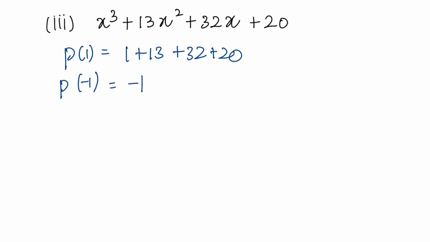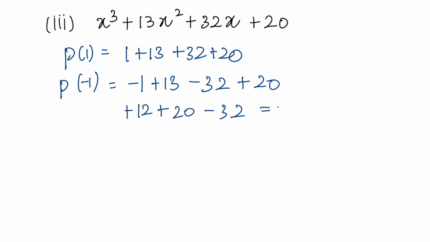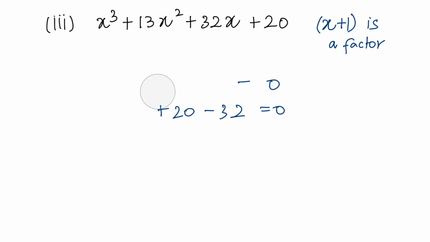So that is minus 1, and we have plus 13, minus 32, plus 20. Minus 1 and plus 13 comes out to 12. Then we have 20 minus 32, so that comes out to 0. So minus 1 is a zero of this polynomial. You can tell that x plus 1 is a factor of this polynomial.